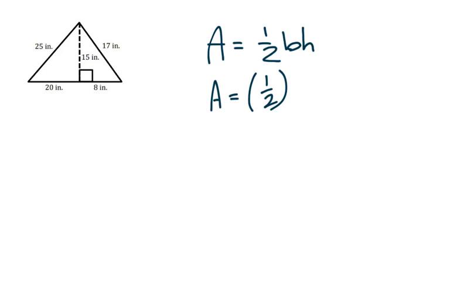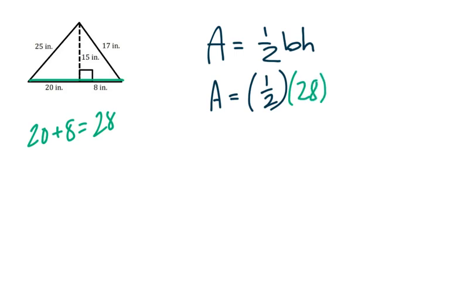So when I look at the triangle, I'm going to pay attention to the base. The base needs a little bit of work. Because I'm treating this as one single triangle, the base is the entire distance across. So I do need to make sure that I have added the two parts, the 20 and the 8, to give me my base of 28 when I'm going all the way across.